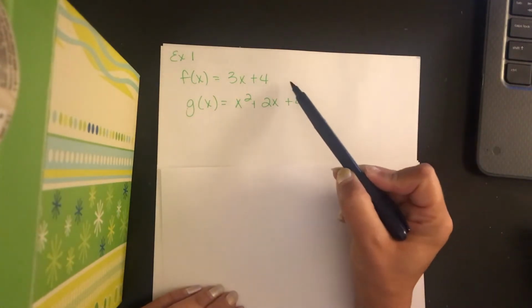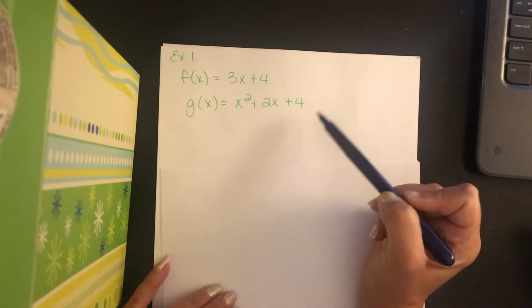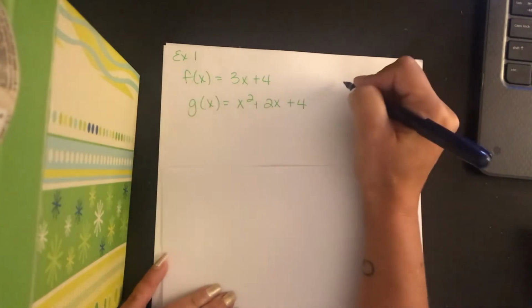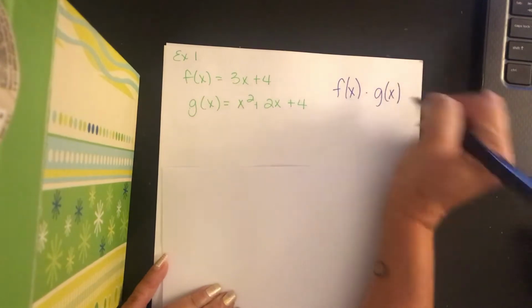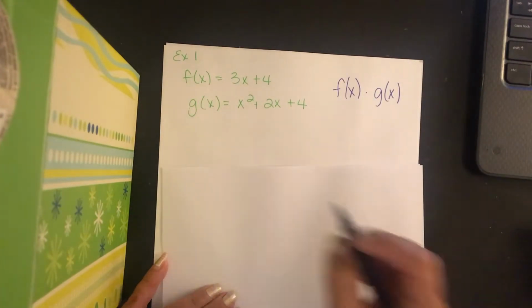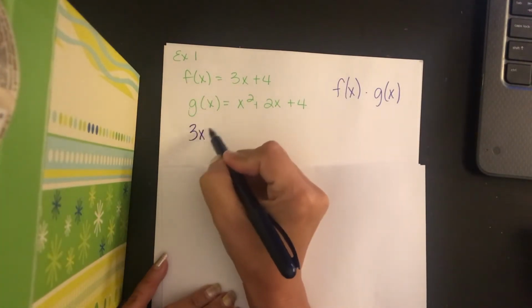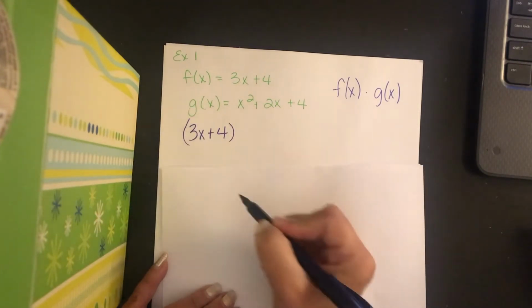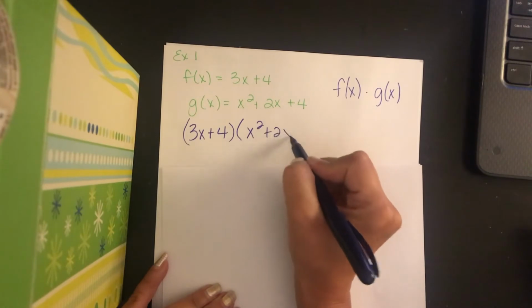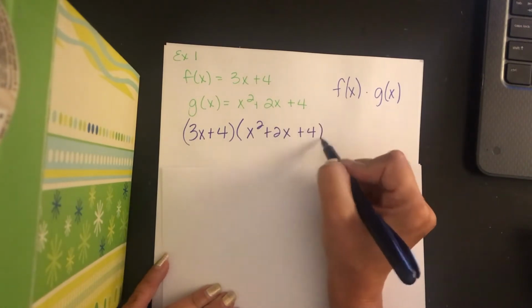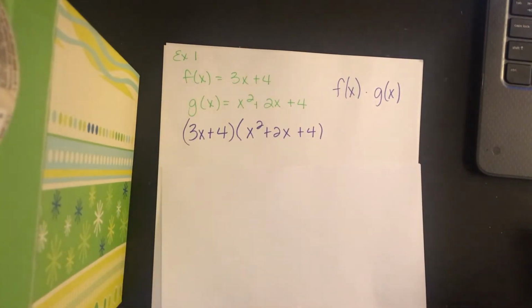In number 1, we're given f of x and g of x. And we are asked, I left that part out, sorry about that. We are asked to multiply them. So we've done this, remember, since August. We've been multiplying polynomials, so go ahead and write your first one, and then write your second one. Notice I put them in parentheses.